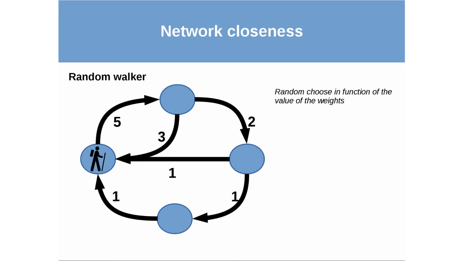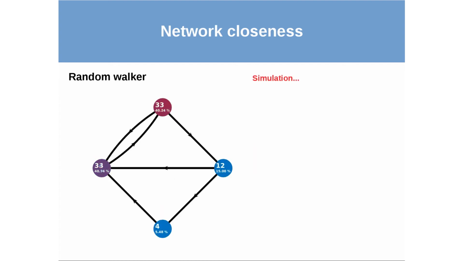Rather than doing it manually, we are going to make a simulation, and we will count how many times the random walker passed by each of the nodes. On each node, we display the number of passages, and below, the percentage that it represents. We observe that the percentage tends to stabilize to a value. This value does not depend on the starting point of the random walker.